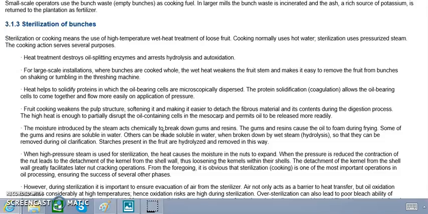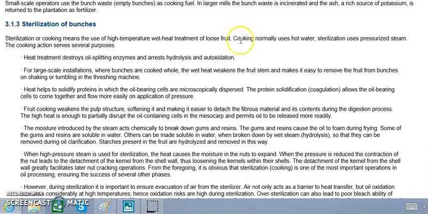Then the fruit weakens the pulp. The cooking actually weakens the pulp structure, softening it and making it easier to detach the fibrous material and its content during the digestion process. The high heat is enough to partially disrupt the oil-containing cells in the mesocarp, and it permits the oils to be released more readily.